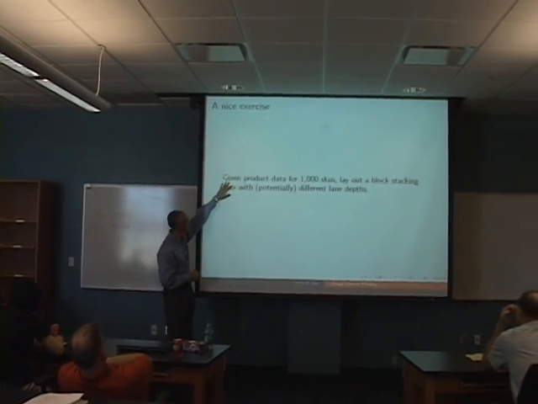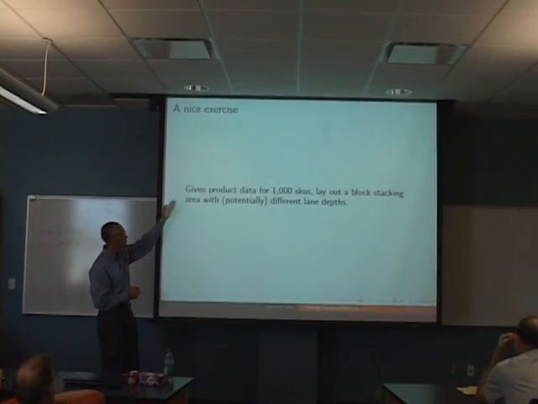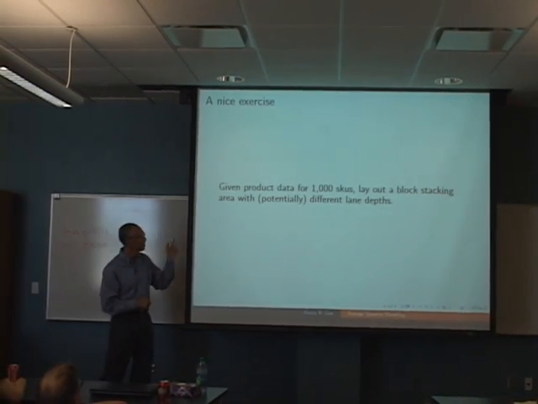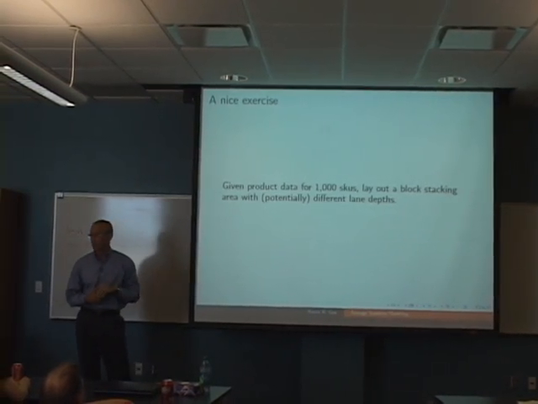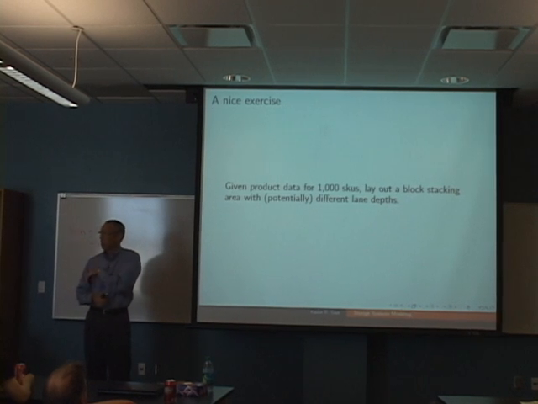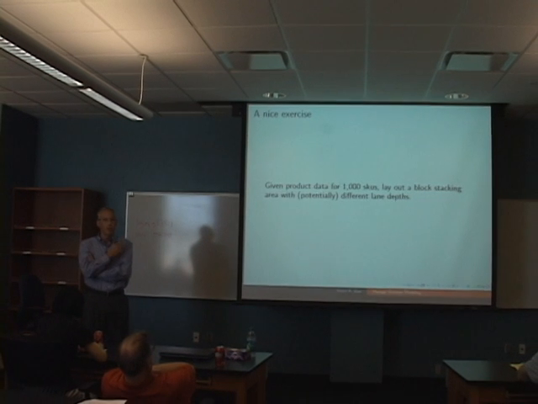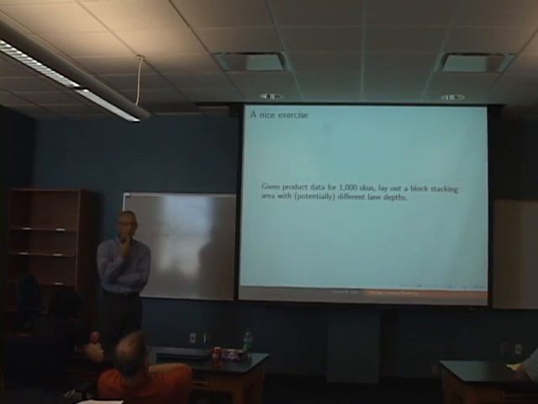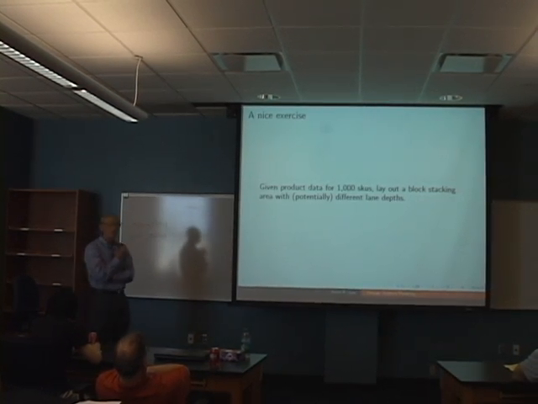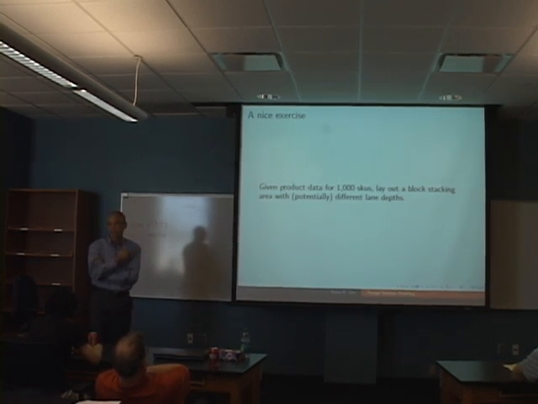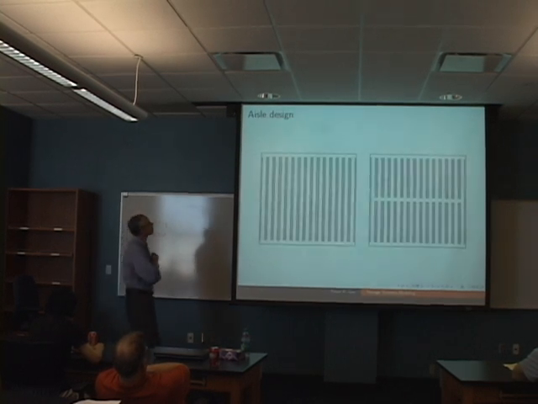And this is an exercise you could give them. Product data for 1,000 SKUs, whatever you want. Lay out a block stacking area for potentially different lane depths. Make them do it for one lane depth first, and they can compute the optimal way to do that. And I'm going to show you, by the way, where all these formulas are here at the end of the talk. And then allow them to segregate and create product groups based on the characteristics of those products. And that's a nice little exercise for them.